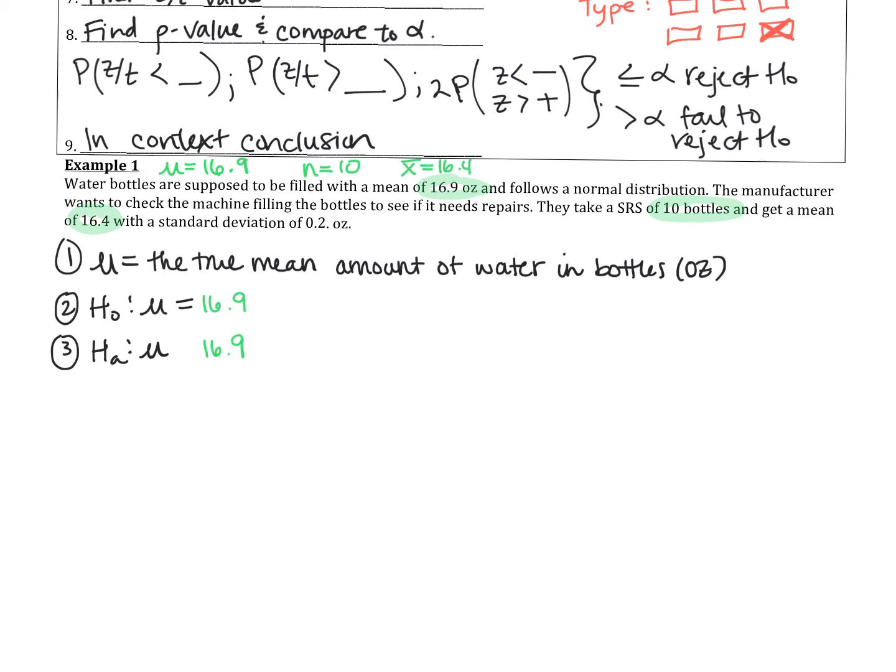Here's the good $1 million question. With the standard deviation of 0.2. What's that? S. Not sigma, because it comes from a sample of 10. That's where that standard deviation is calculated, okay?